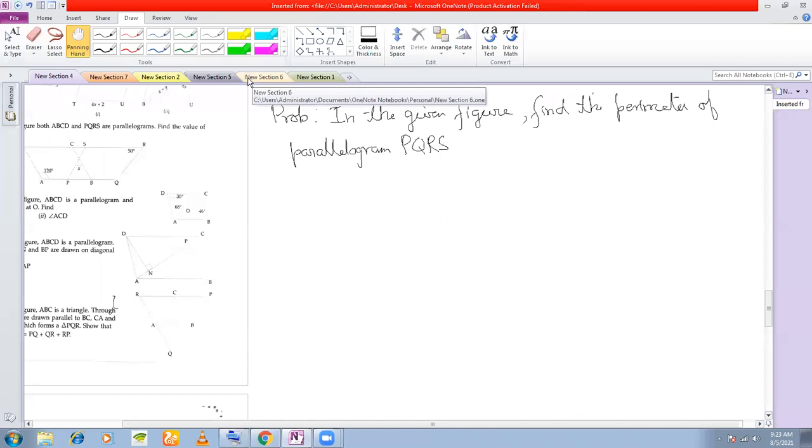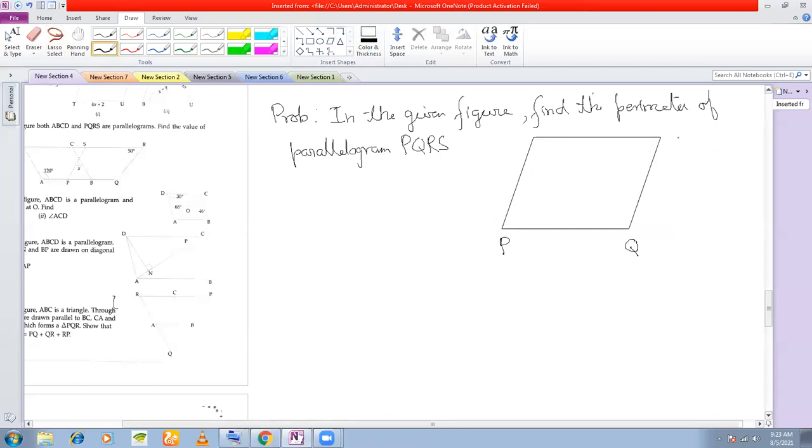Not only a parallelogram, it can be a rectangle, it can be a pentagon also. If you know all the lengths of the sides of the pentagon, you can find the perimeter of the pentagon by adding up the lengths of all the sides. This is the figure that is given to you in this question. Okay, and this length is given to you as 15 centimeters. This length is given to you as 7 centimeters. And you have to find out the perimeter of the parallelogram. So how do we start?